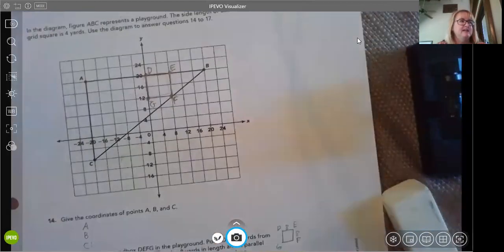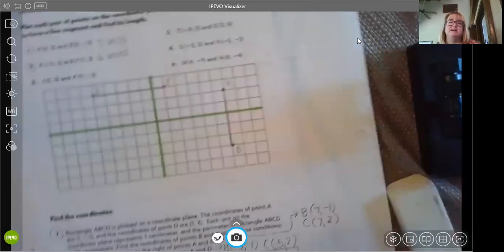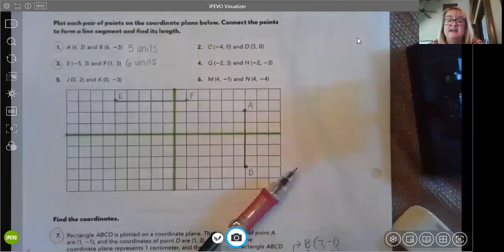All right, class. Well, this was a problem that had a lot of side lengths. We learned that our grid does not necessarily have to count by ones. It can count by fours, fives, anything.